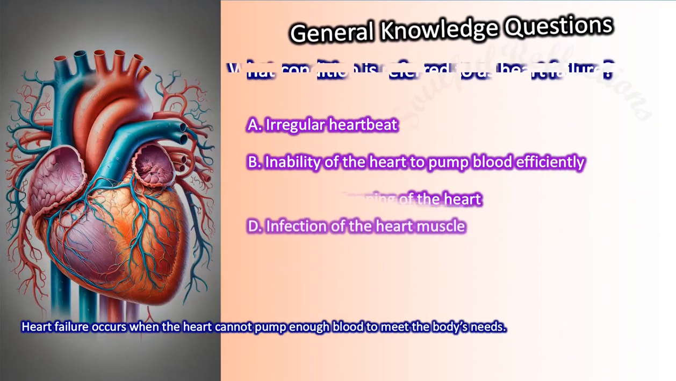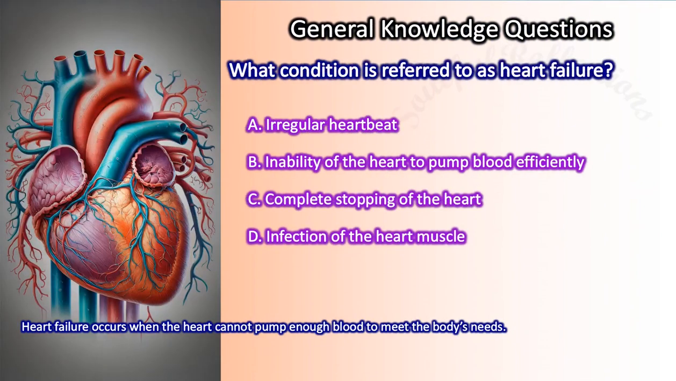What condition is referred to as heart failure? Option 1, irregular heartbeat. Option 2, inability of the heart to pump blood efficiently. Option 3, complete stopping of the heart. Option 4, infection of the heart muscle.